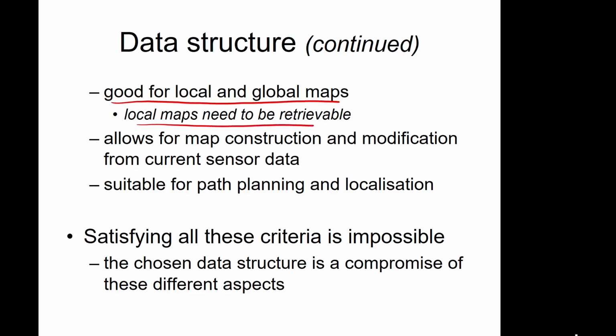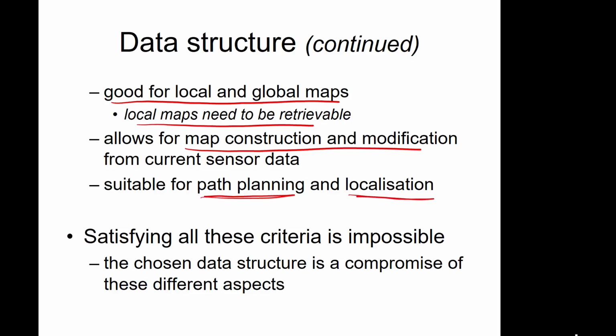Maps change over time, so for example you might want to move a table into a room or move two chairs out of a room. So we have to allow for map construction and modification. And then the final point of having a map is to be able to plan a path through it. So the map has to be suitable for both path planning, and also using it to help the robot locate itself within that map.